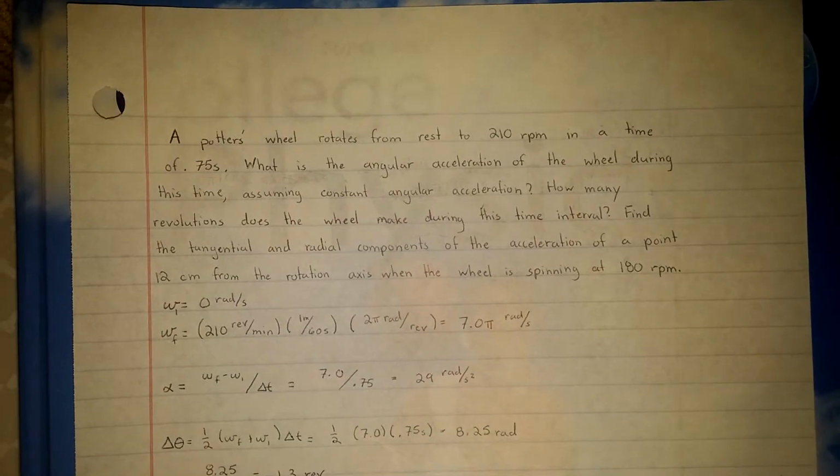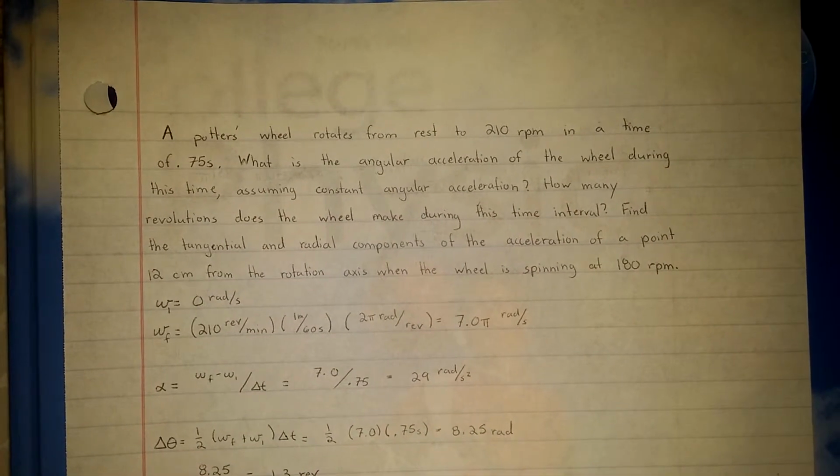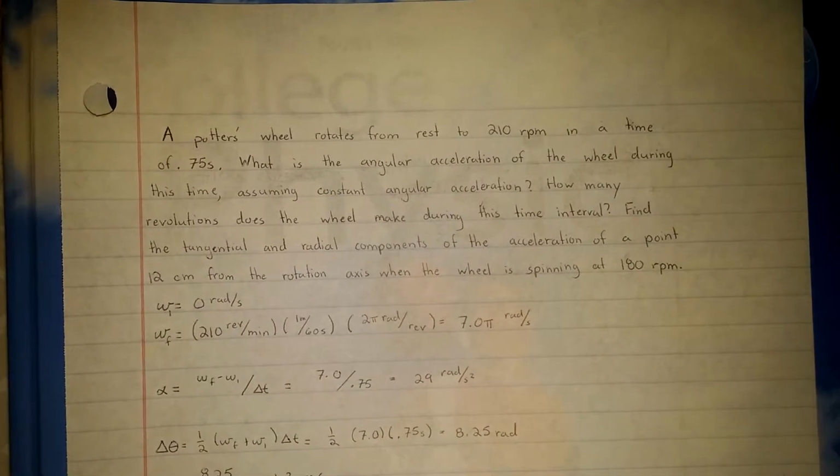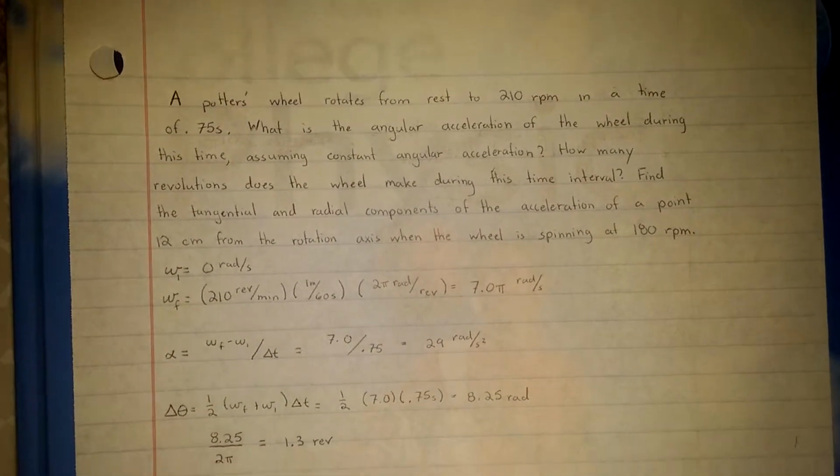Find the tangential and radial components of the acceleration of a point 12 centimeters from the rotation axis when the wheel is spinning at 180 RPMs.